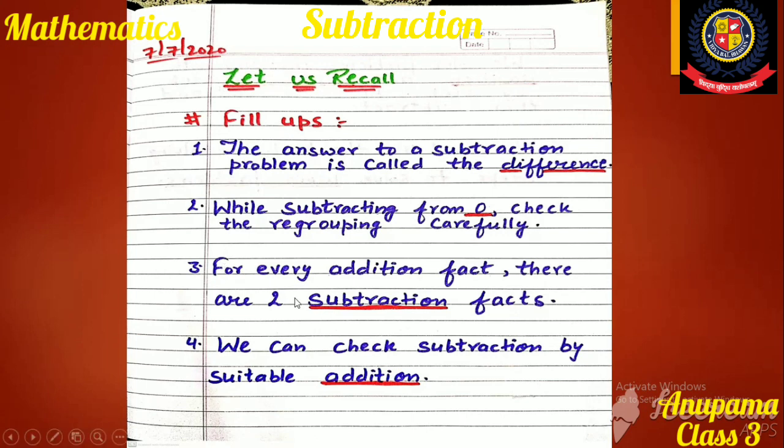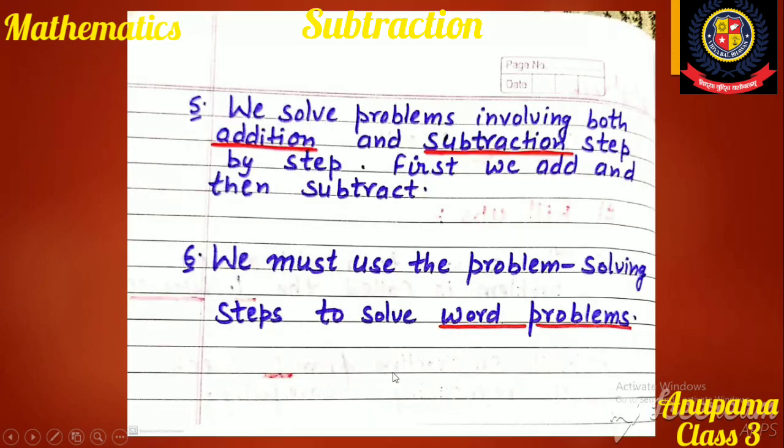Third point is, for every addition fact, we all know that there are 2 subtraction facts. We can check subtraction by suitable addition. How we can check subtraction? By suitable addition. Okay. Fifth point is, we solve problems involving both addition and subtraction step by step. First we add, then subtract. And the last point is, we must use the problem solving steps to solve word problems. Okay. So these points you have to write neat and clean in your notebook, in form of pointers.